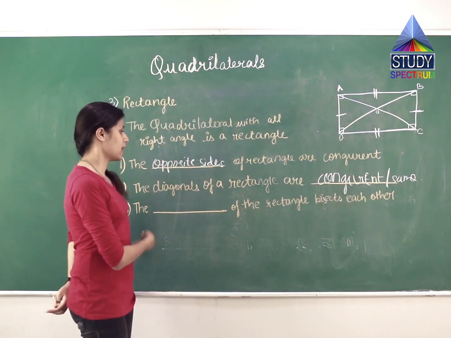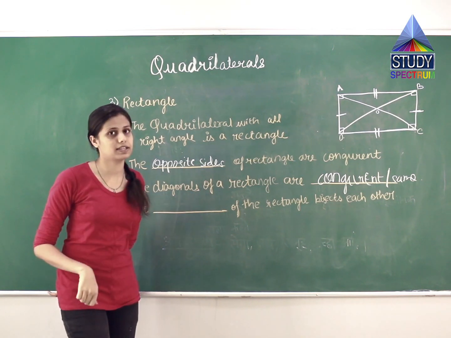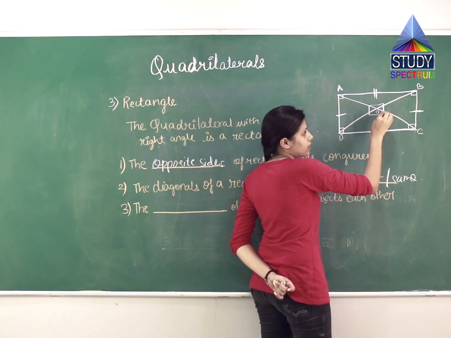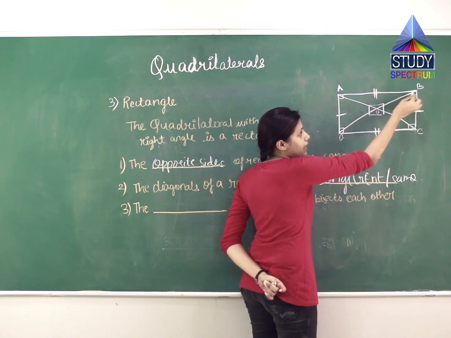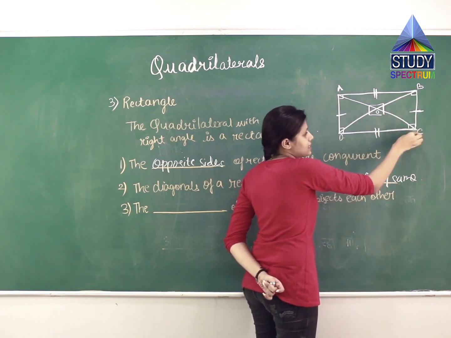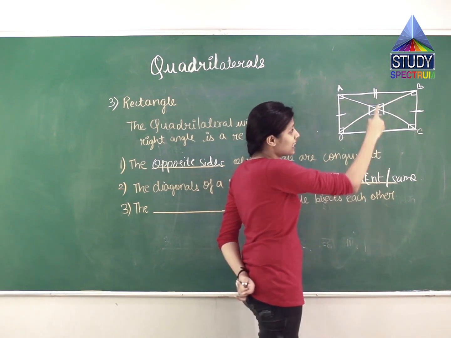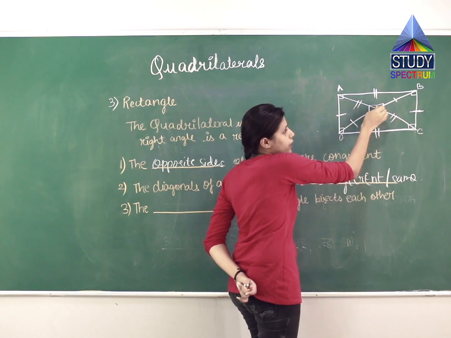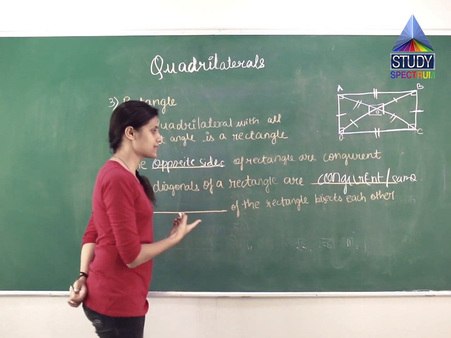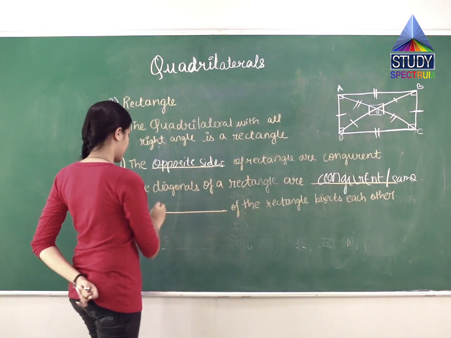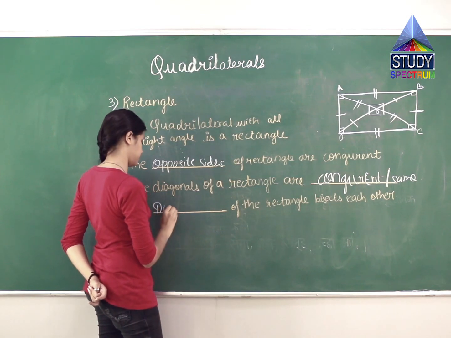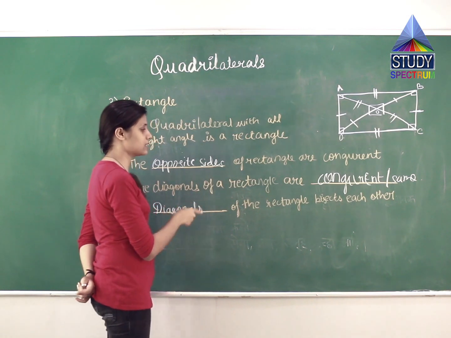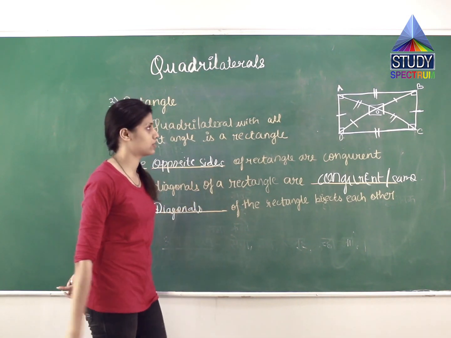The third question. The dash of the rectangle bisect each other. I said the diagonals always bisect each other. See in this diagram, the diagonals BD and AC bisect each other equally at the point O. So what bisects in the rectangle? The diagonals bisect. The diagonals of the rectangle bisect each other.